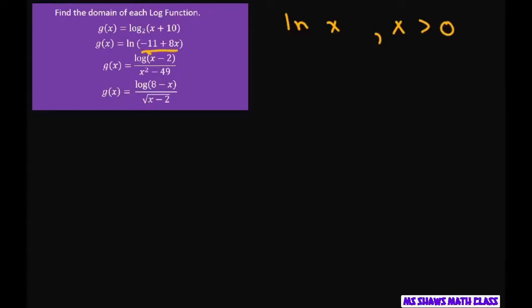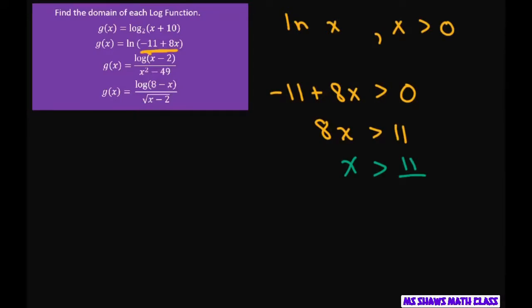So we just take this quantity here and make it positive. So I'm going to add 11 to both sides, and then divide both sides by 8. So x has to be greater than 11 divided by 8. And if you plug it back in, you'll get a 0 here, but it has to be greater than that. So that's your answer for that one.